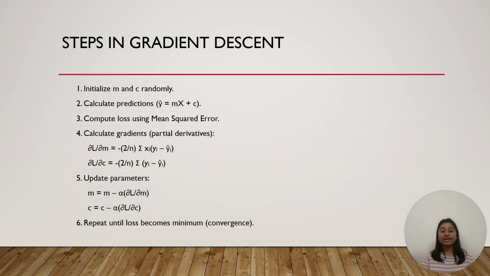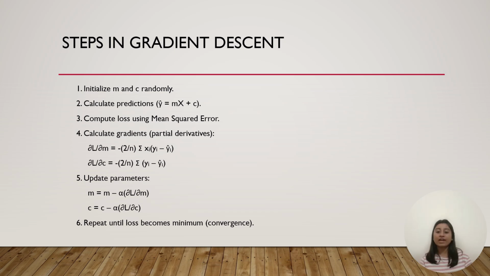Let's see how gradient descent actually works step by step. Step 1, we start with random values for m and c, just a guess. Step 2, calculate the predicted values using the equation y hat equals mx plus c. Step 3, compute loss using mean squared error. We measure how wrong the predictions are by calculating the loss using MSE.